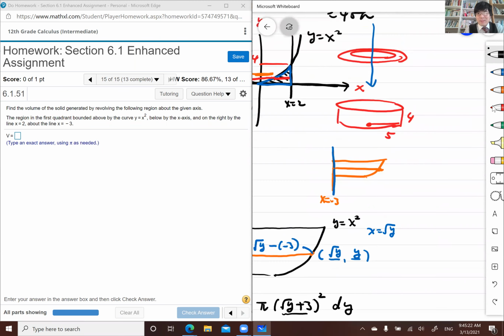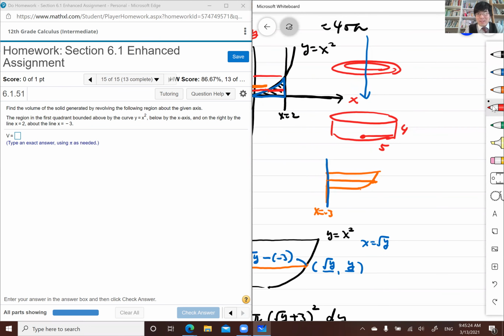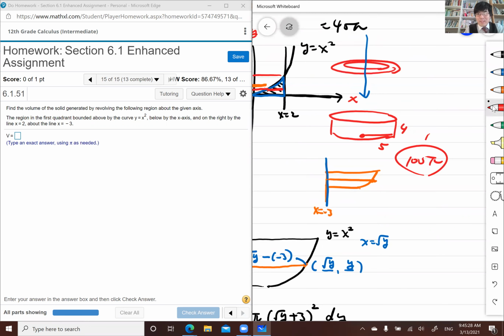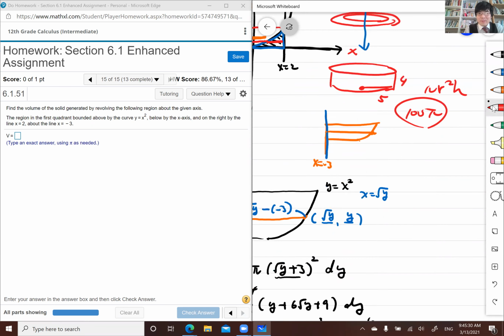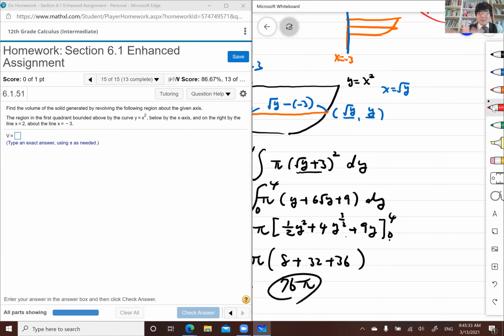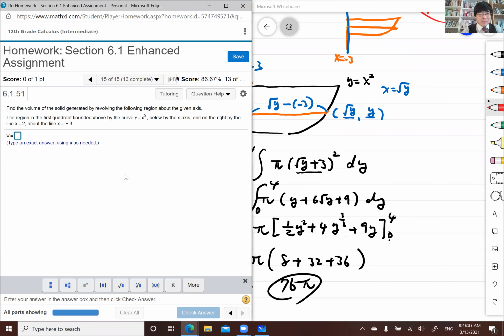What was the bigger part? The outer one will give you 100 pi, from pi times radius squared times height. So the answer is going to be 100 pi minus 76 pi. So the answer will be 24 pi.